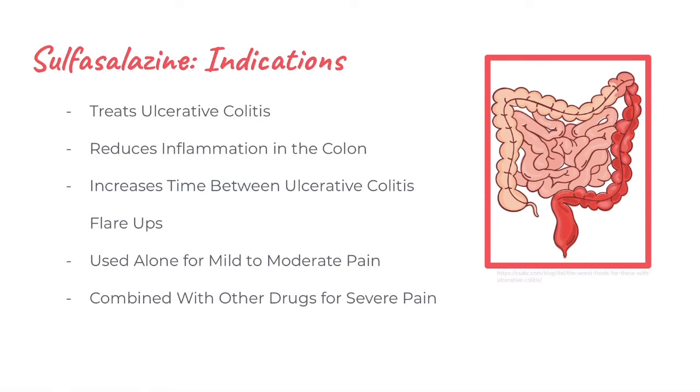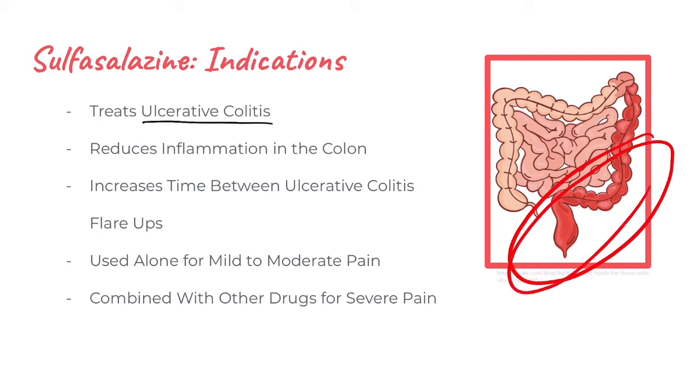Sulfasalazine is used for the treatment of ulcerative colitis. It reduces the inflammation in the colon as well as increases the duration of time between ulcerative colitis flare-ups. It is indicated alone for patients experiencing mild to moderate symptoms, but may be used in combination with other drugs for more severe cases.